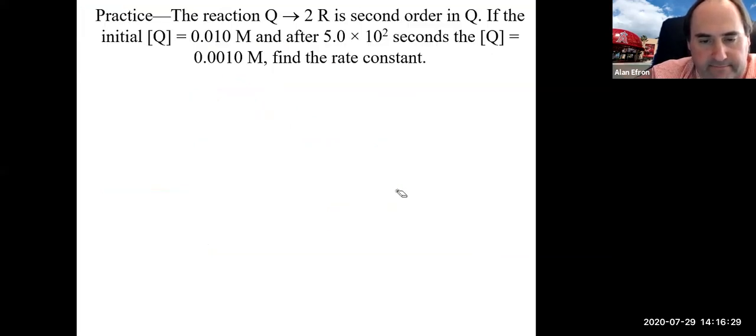Okay. So why don't you try this one here, which is a second order reaction, initial 0.01. We're going for 5 times 10 to the second seconds. What is the rate constant? So see what you come up with here.